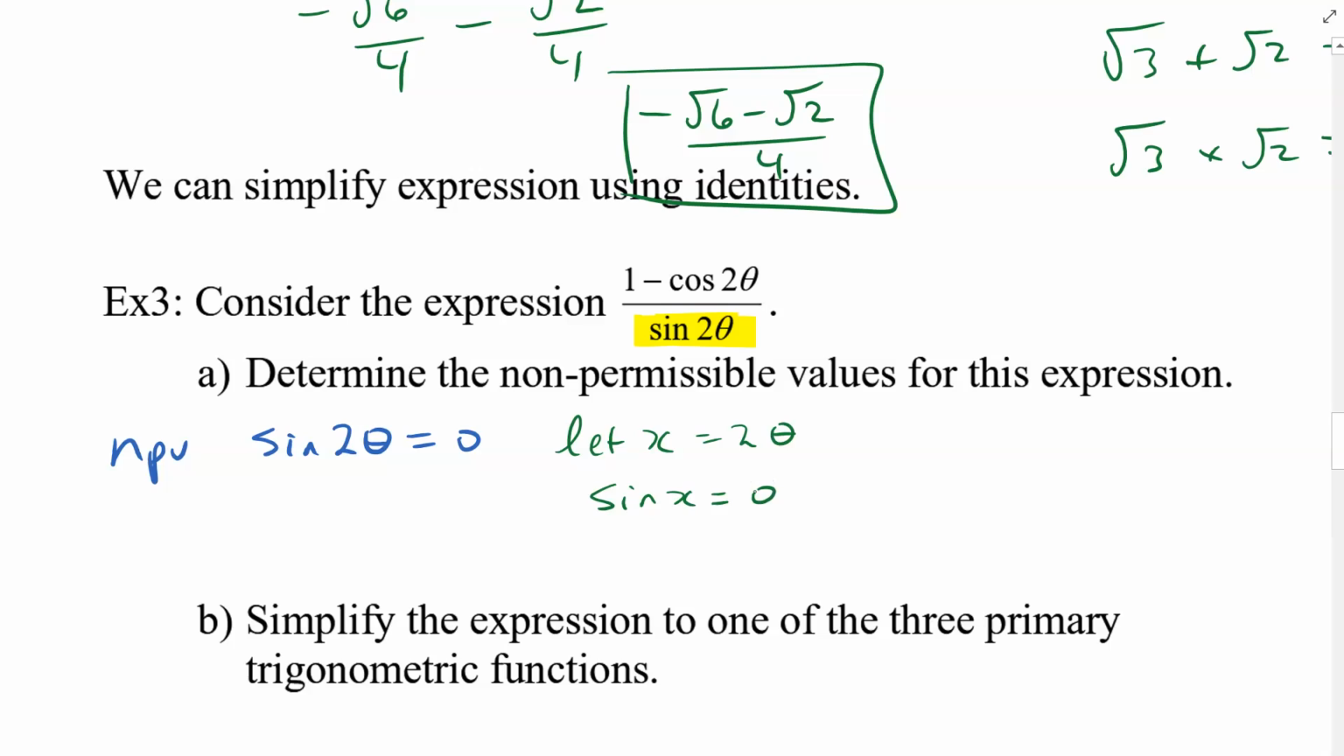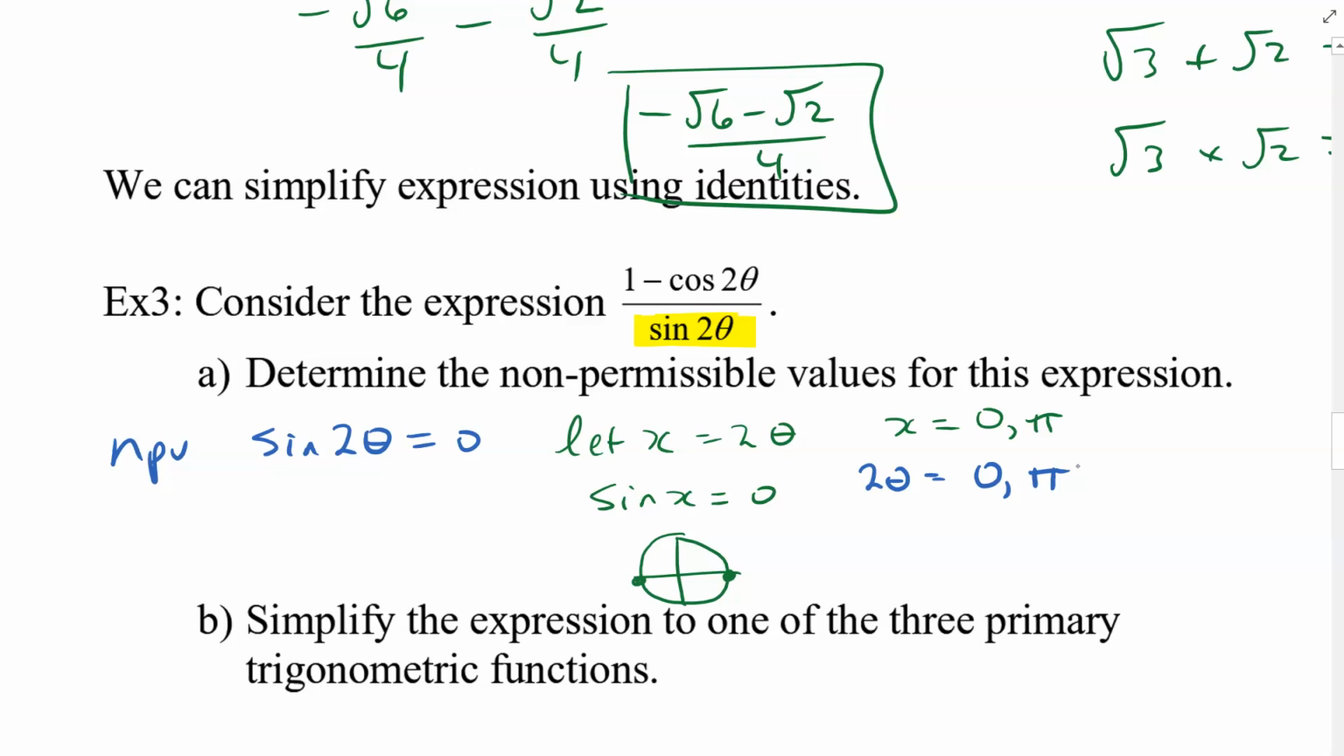When is the sine of x equal to 0? Let me think about that. Sine on my unit circle is simply the y value. The y value is equal to 0 here and in here. So for when x is equal to 0 or pi. Now when I'm thinking about my 2 theta, which I said was the same thing as x, the non-permissible values would be 0 and pi.